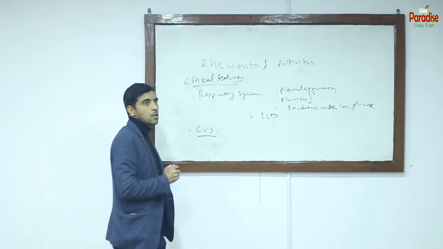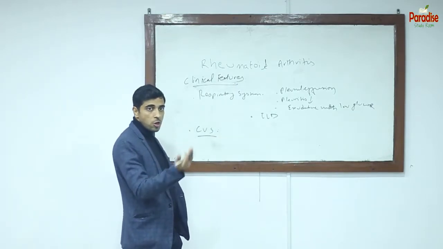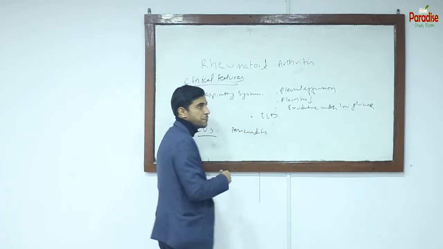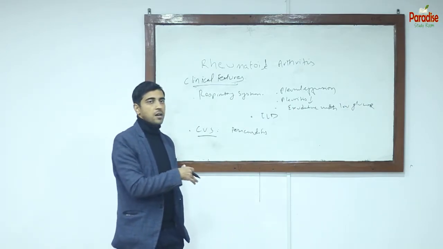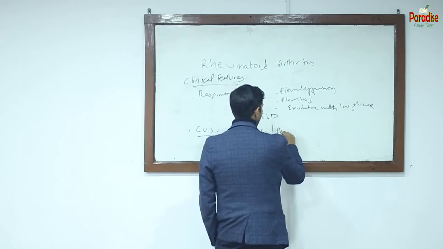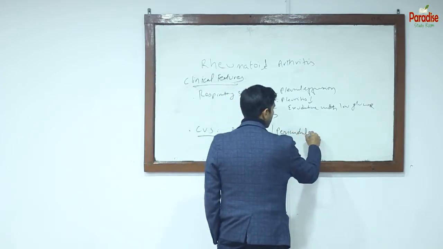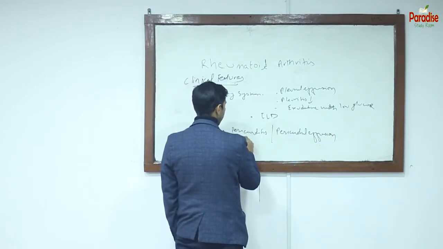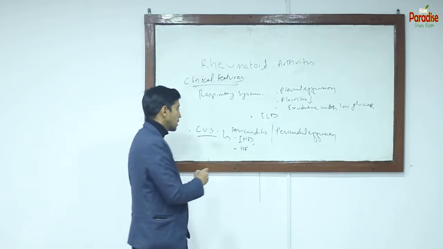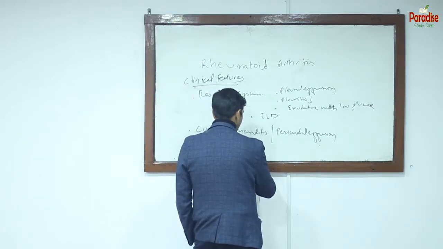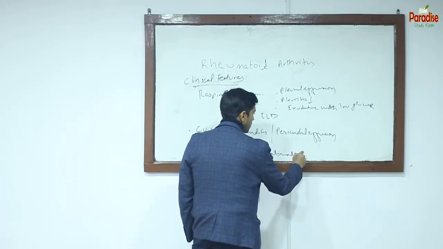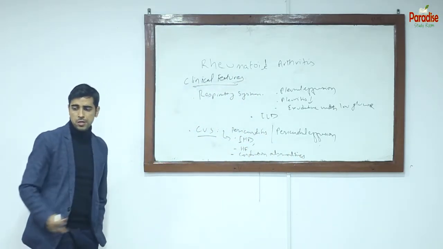What about the cardiovascular system? Rheumatoid arthritis can cause, most commonly, pericarditis or pericardial effusion. Pericarditis is the most common manifestation of cardiac involvement. Apart from that, it can cause ischemic heart disease, heart failure, and conduction abnormalities. So basically, these are caused by rheumatoid arthritis.